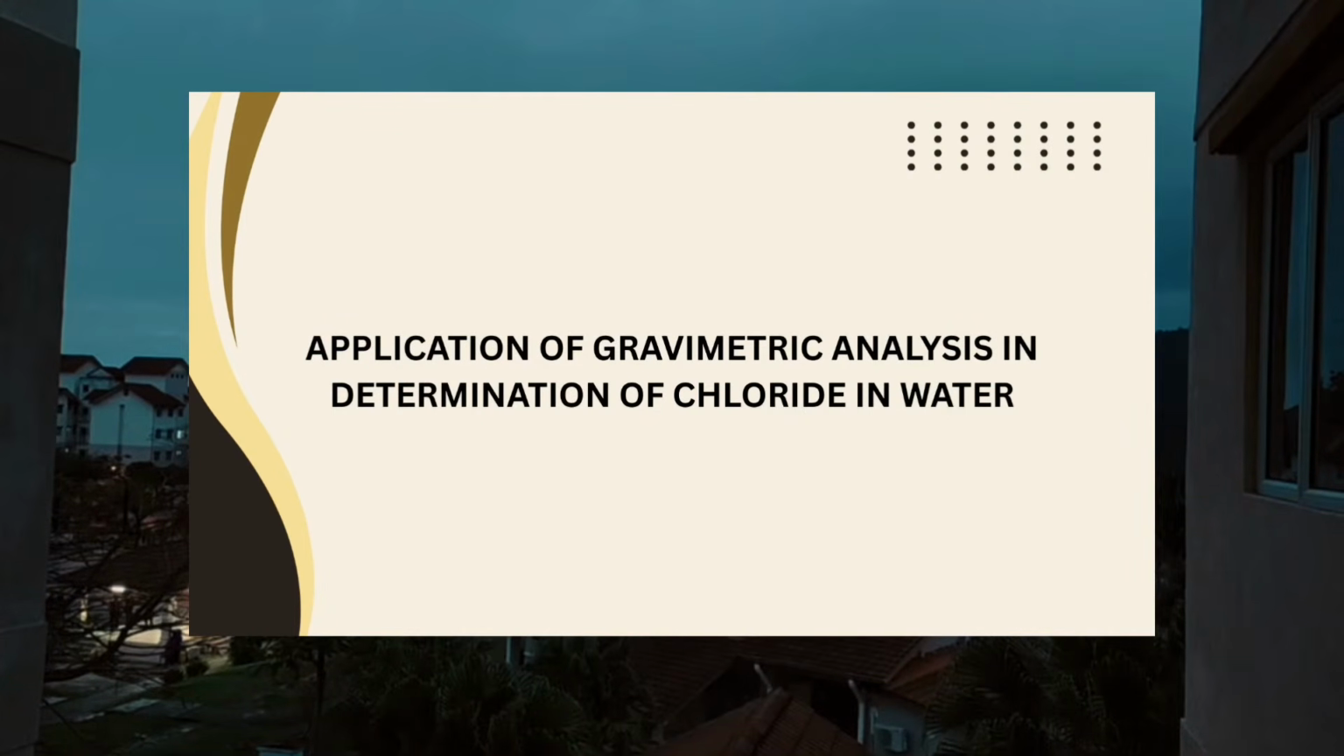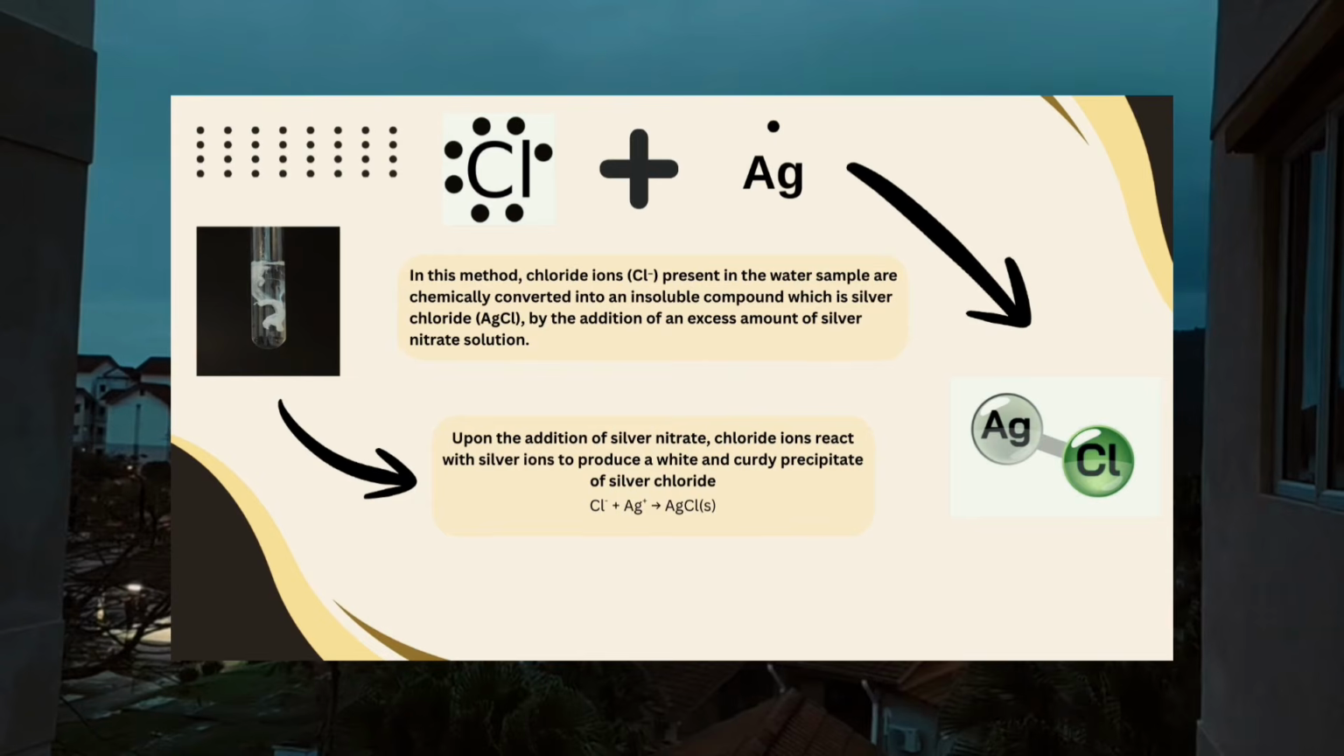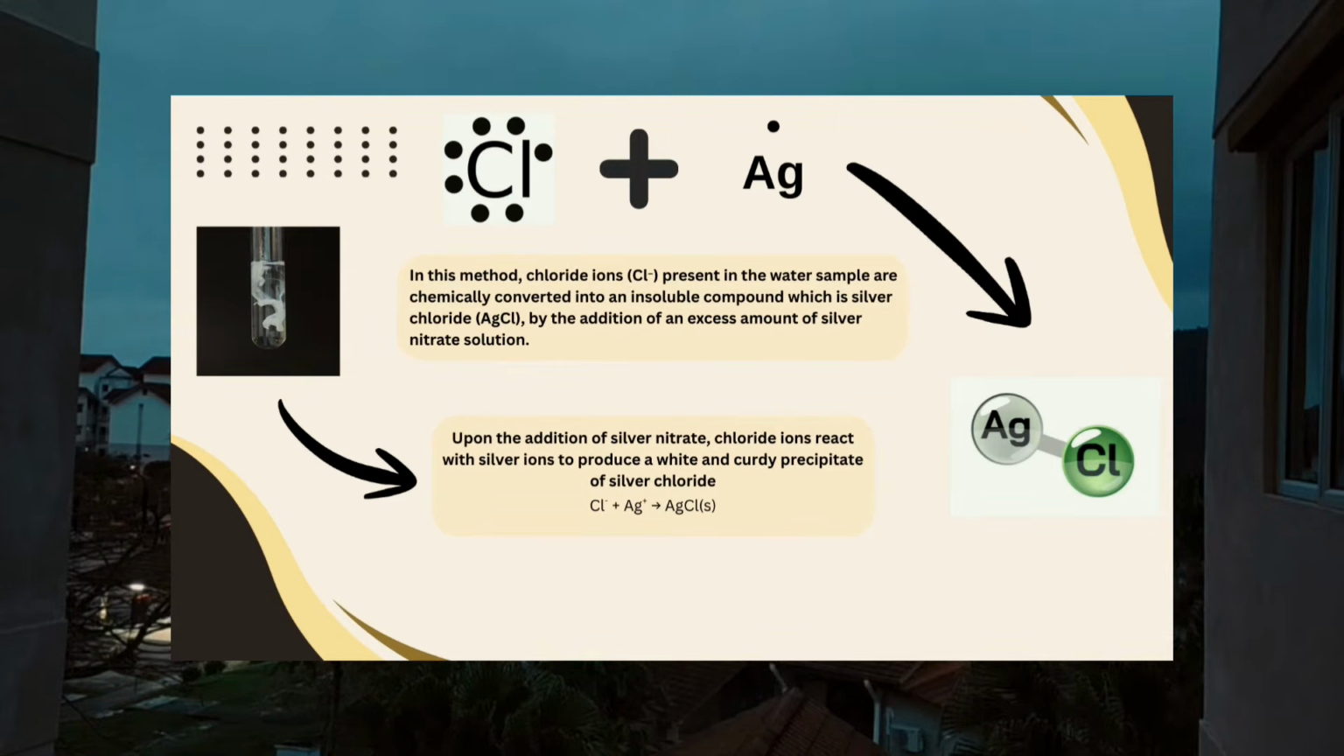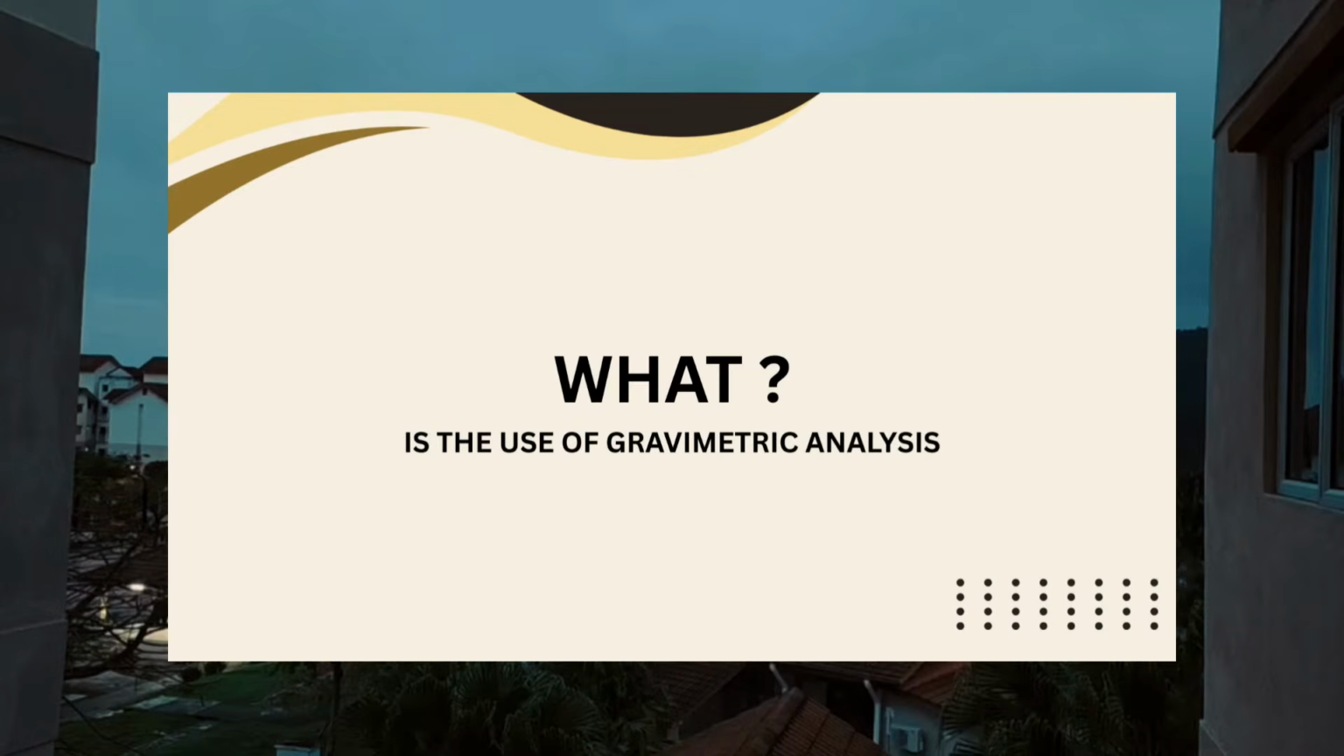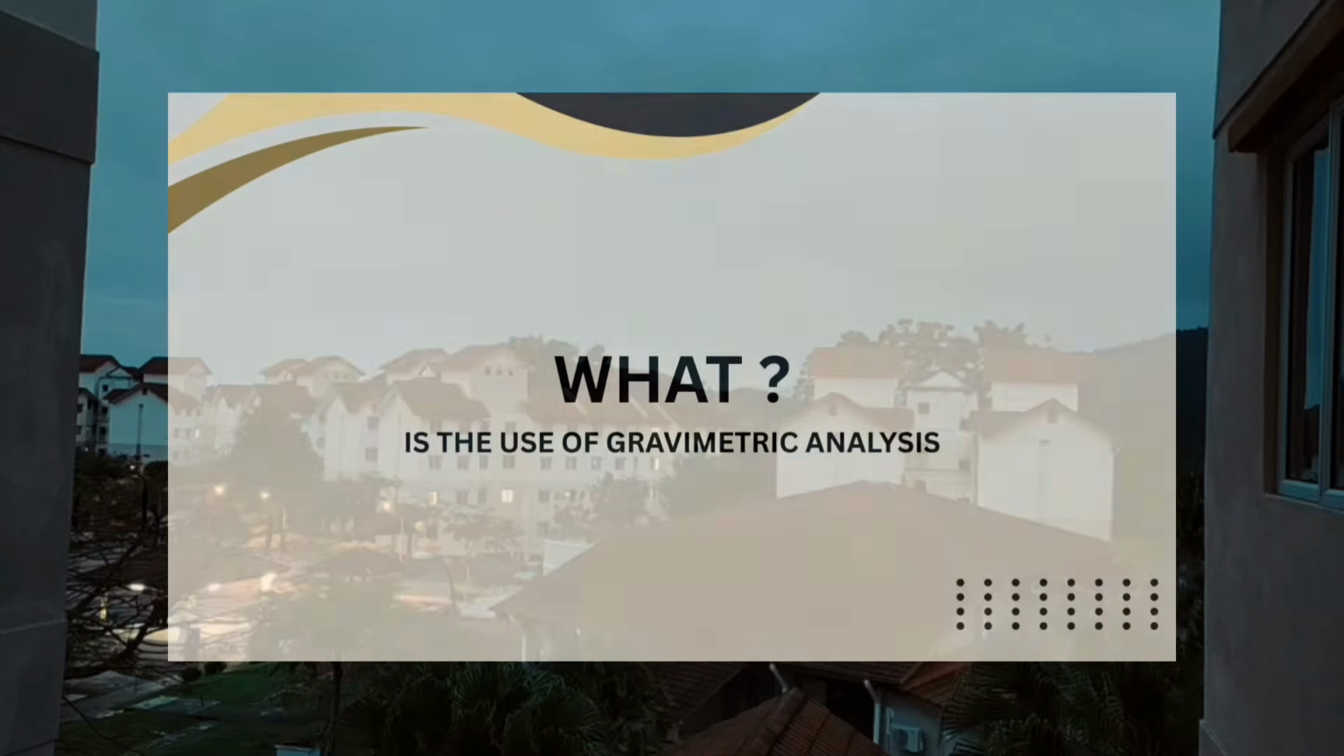Our main focus is the application of gravimetric analysis in the determination of chloride in water. In this method, chloride ions present in the water sample are chemically converted into an insoluble compound, which is silver chloride, by the addition of an excess amount of silver nitrate solution. Upon the addition of silver nitrate, chloride ions react with silver ions to produce a white and curdy precipitate of silver chloride.